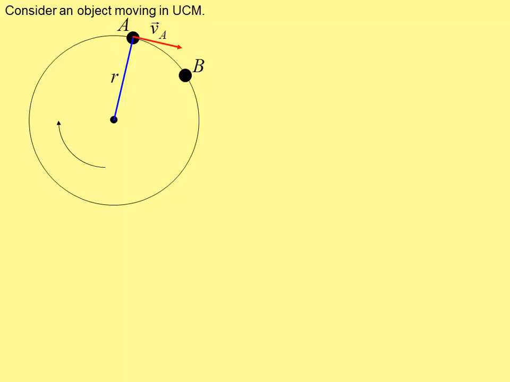Likewise, the velocity vector at B can be drawn after we draw the radius. It'll be perpendicular to that radius, tangent to the circle at point B, and that will be the velocity B. So it starts at VA, ends at VB.